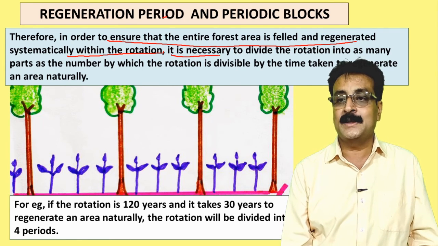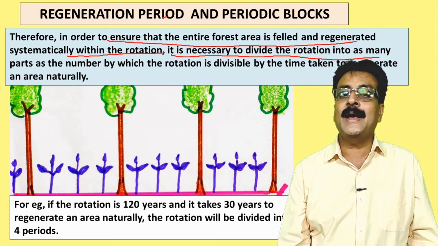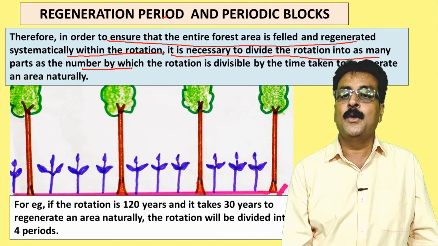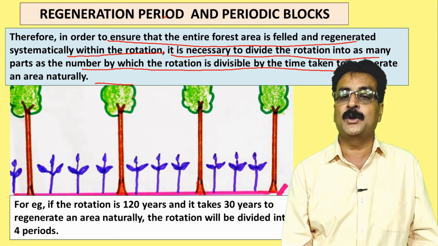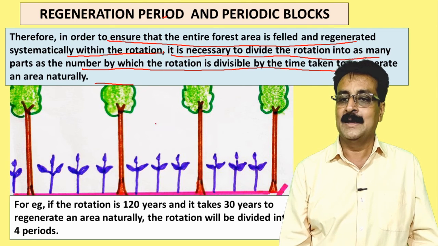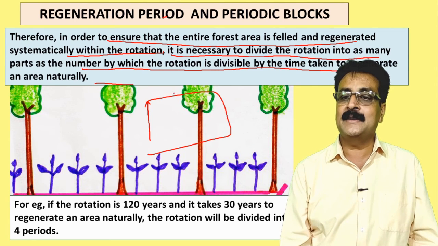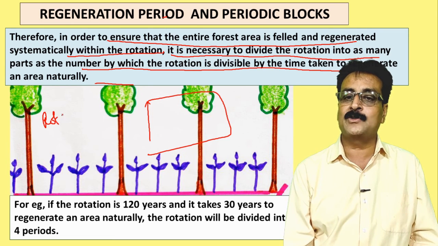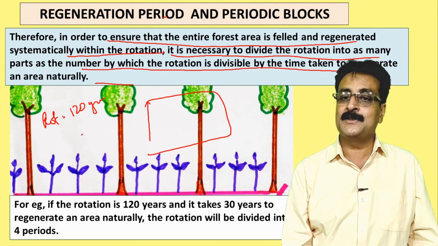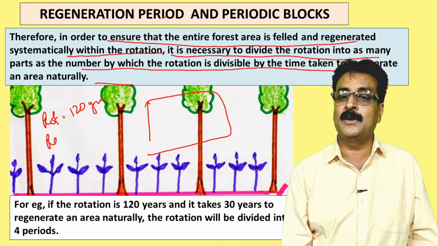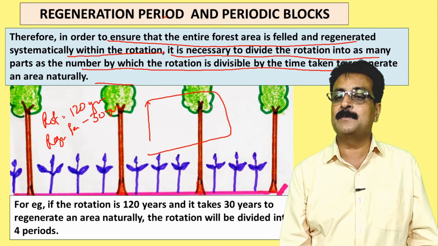So it is necessary to divide the rotation into as many parts as the number by which the rotation is divisible by the time taken to regenerate the area naturally. What does it mean? For example, this is the entire area, in which we want to regenerate Pinus roxburghii, and the rotation of Pinus roxburghii is 120 years. And the period it takes to regenerate that area, which we call the regeneration period, let's take as 30 years. So how will we make the periodic blocks?